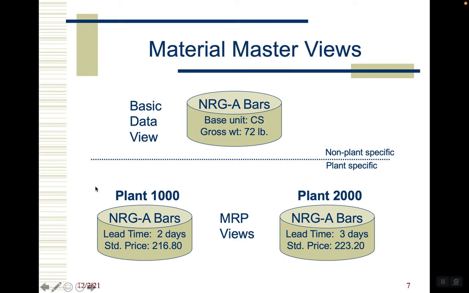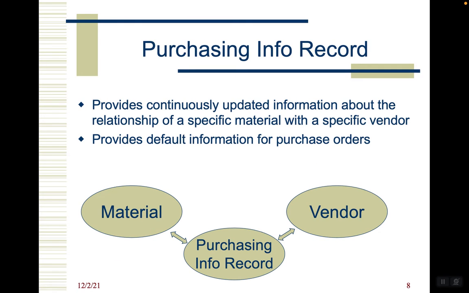All right. So the stuff we do here has a price of $216.80. This one has a price of $223.20. Same product, but it has the location implications of the SR. So you've got all sorts of different ways of looking at the data.